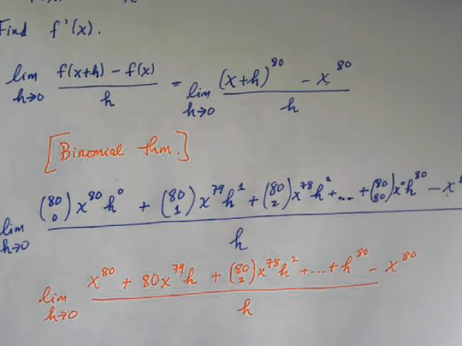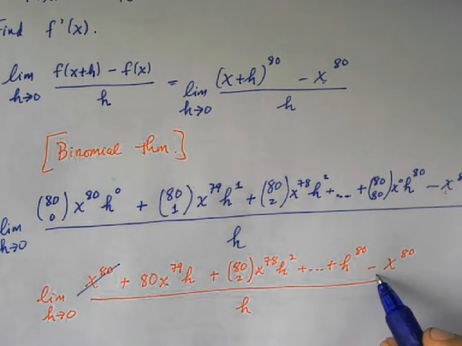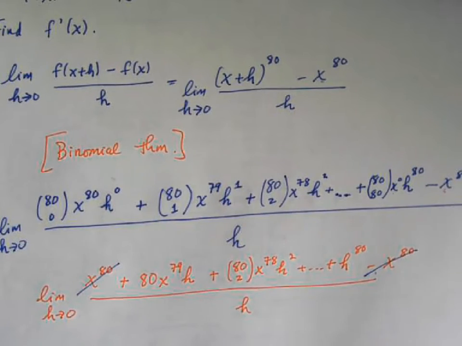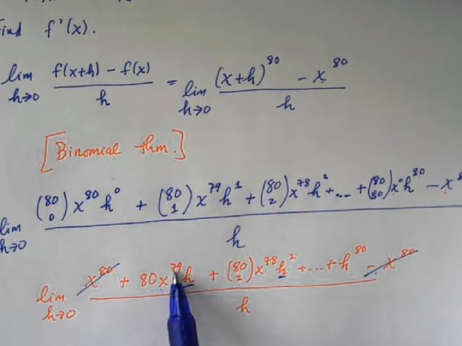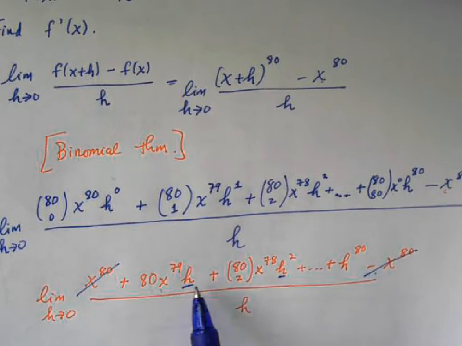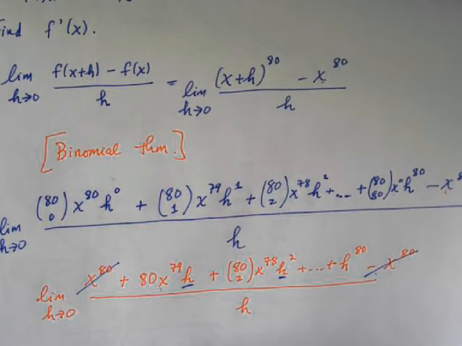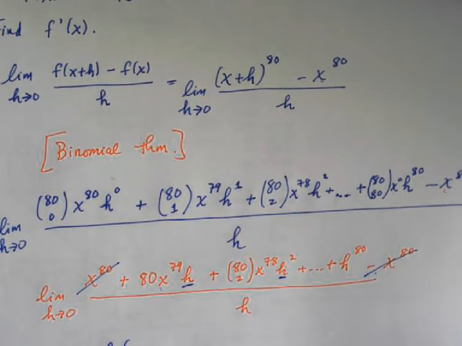Now here comes the fun part. We have an x to the 80th in the front. We have a negative x to the 80th. That's gone. Now what we're going to do is factor out an h. And you see here that all of these terms, starting with 80 x to the 79th h, all the way down to h to the 80th, all of these terms have at least one h in them. This is h squared, the next one is going to be h cubed. So we can factor out an h.